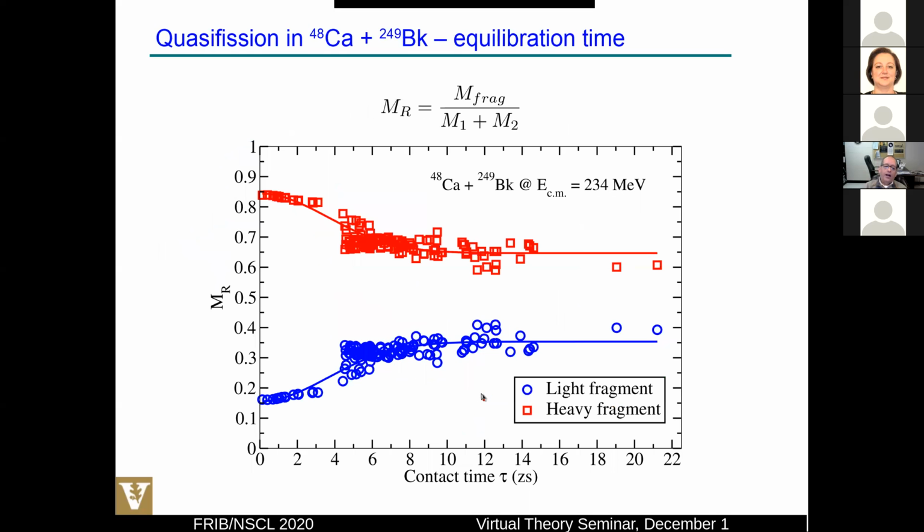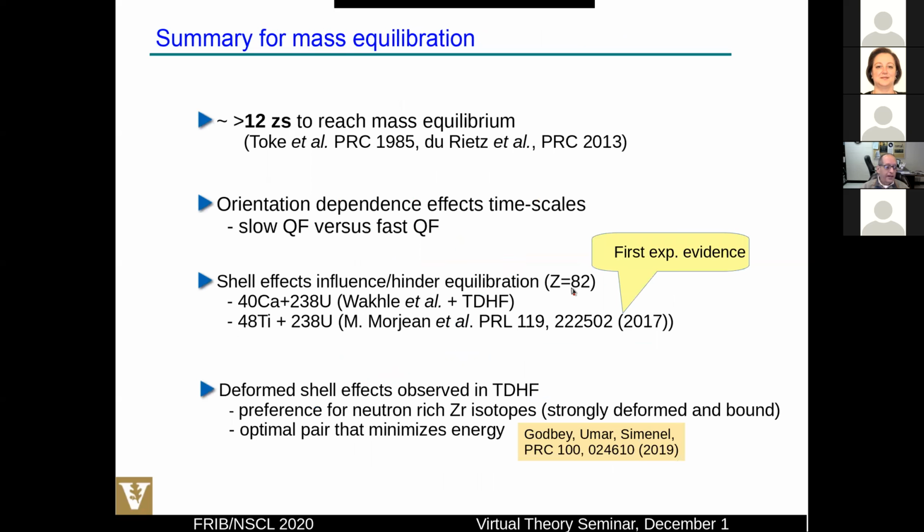Now you can plot these. A more striking plot is to plot the mass ratio. So this is the mass of the fragment divided by the total mass. And as you see, you have the light fragment and heavy fragment, and you can clearly see that the curve flattens out after 10, 12 Fermis for this particular system at this energy. Okay, so this is a nicer plot for looking at that.